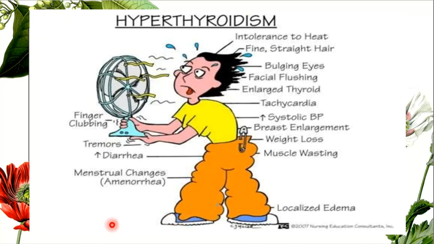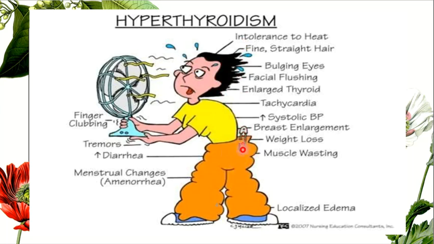I know when we discussed hyperthyroidism in the class, the same image was used. It is a good image. It gives a very clear idea, and hopefully it will stay in your memory: you see a guy who is fanning himself because he feels sweaty or hot, because he has an intolerance to heat. The fine and straight hair, there are bulging eyeballs, you can see over here. There is facial flushing, the thyroid is enlarged, the heart is tachycardic, there is increased BP, there is weight loss.